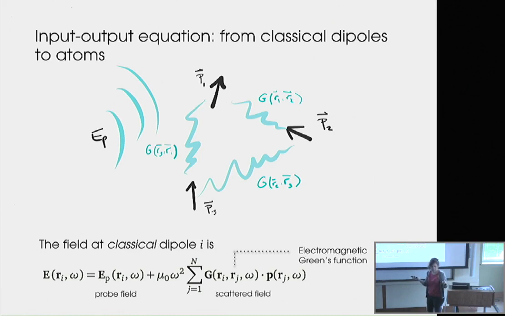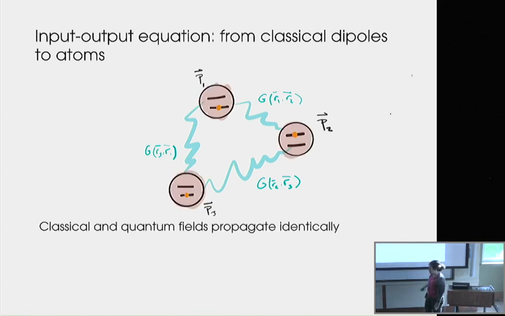And this thing is a propagator of the electromagnetic field that is called the Green's function. So in a more formal way, it's just the solution for the wave equation for the electromagnetic field. Okay, so great, we have solved the problem. Now the problem again is that atoms are quantum.